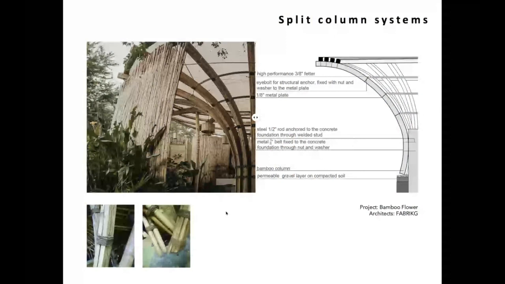And looking at split columns, you can take the bamboo split and then bunch them together. And you can either strap them, in this project here, this is by Fabric G Architects, you can attach it with some aluminium straps here, or you can attach it with a rope, and then you can make a bamboo column. So you can bundle them all together and then have really long lengths of these amazing long columns, which, you know, the possibilities are endless of your design, really.